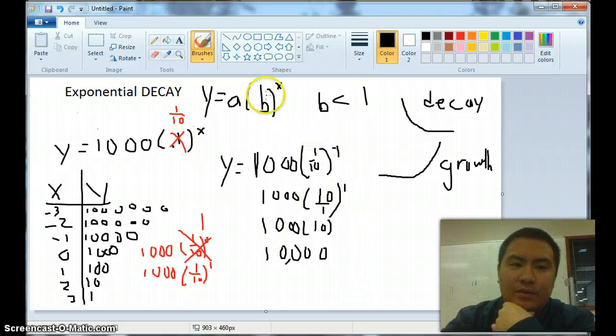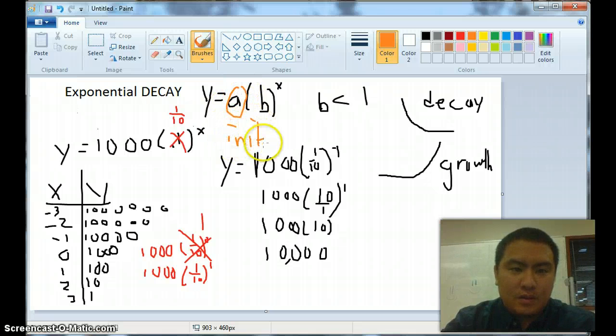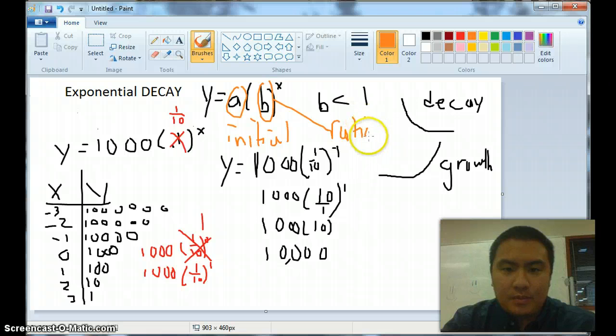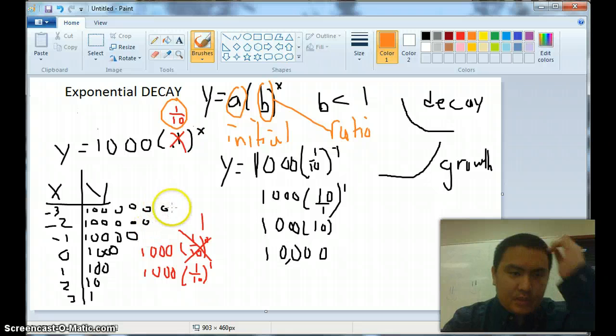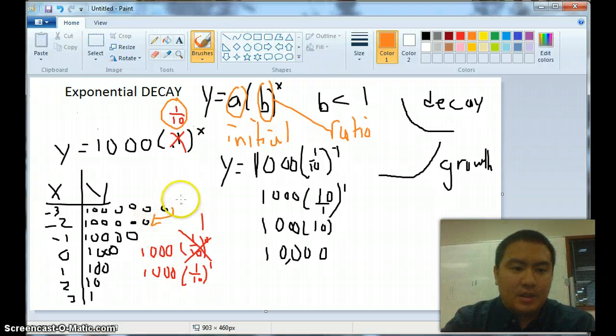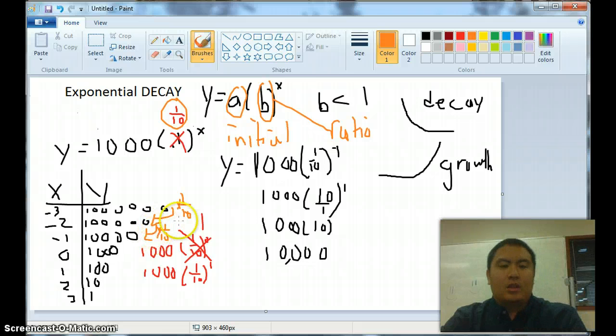Nothing's really changed as far as the word problems. This is your initial amount. And this would be your ratio. Okay. In this case, our ratio was 1/10, because you see every time you're multiplying by 1/10. Every time multiplied.